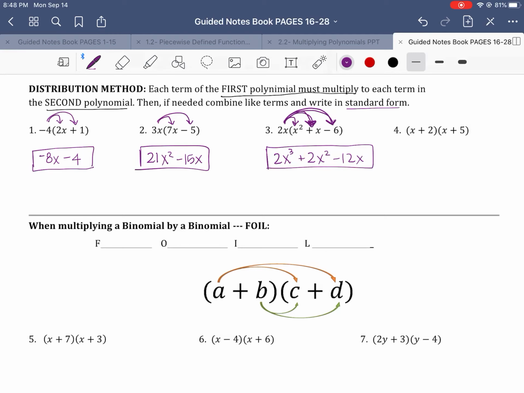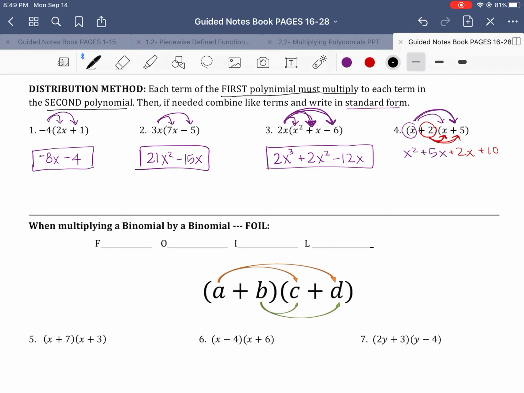Lastly, notice this one's a binomial times a binomial, so we're going to distribute, but when we do that, again, we have to follow the rule. We take each term of the first polynomial and distribute it. So there's the first term distributed. If we do that, we get x times x, which is x squared. We then get x times the 5, which is 5x. Then we make sure that this second piece of the first one multiplies by each piece of the second one. So we get 2 times x, which is 2x. And 2 times 5, which is plus 10.